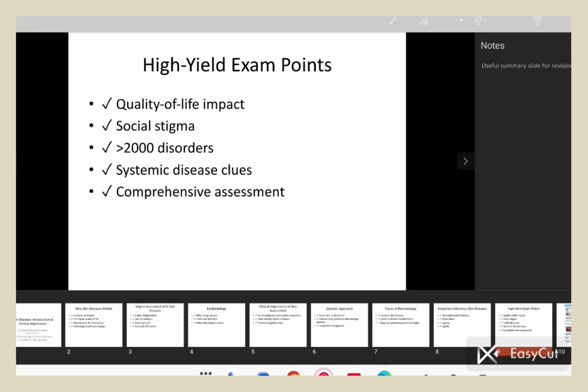A few high-yield examples. Skin diseases affect the quality of life. They appear as a social stigma in some cultures. There are more than 2,000 disorders. There are a few systemic disease clues, and the assessment is comprehensive.